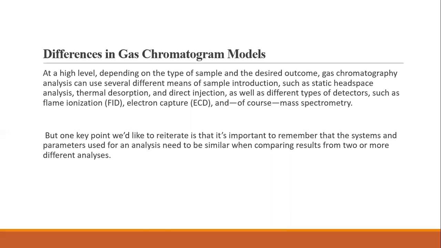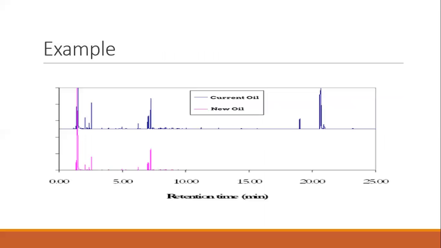Gas chromatography analysis can use several different means of sample introduction such as static headspace analysis, thermal desorption, and direct injection, as well as different types of detectors such as flame ionization, electron capture, and of course mass spectrometry. But one key point we'd like to reiterate is that it's important to remember that the systems and parameters used for an analysis need to be similar when comparing results from two or more different analyses. Here is the example. Here is the graph.